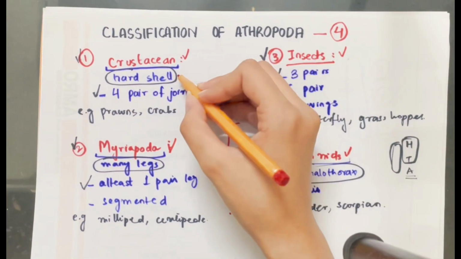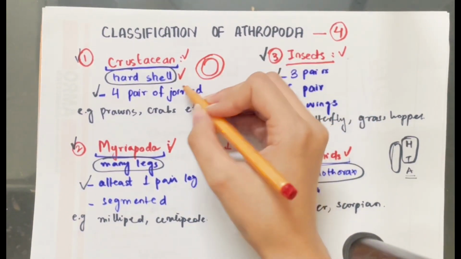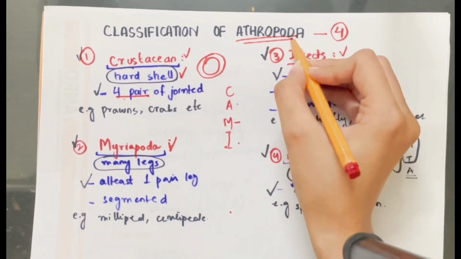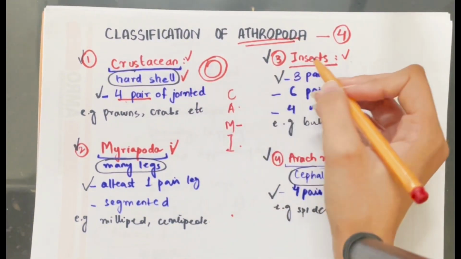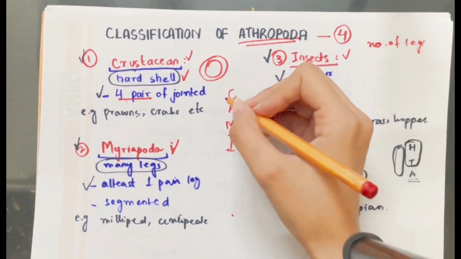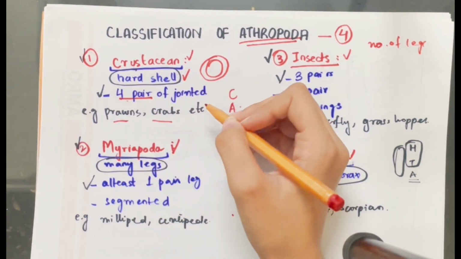In crustaceans we have a hard shell, meaning the outer surface is rough and rigid. What differs between all the subgroups of arthropoda is the number of pairs of jointed legs or the wings. The crustaceans include 4 pairs of jointed legs, and the examples include prawns, crabs, etc.